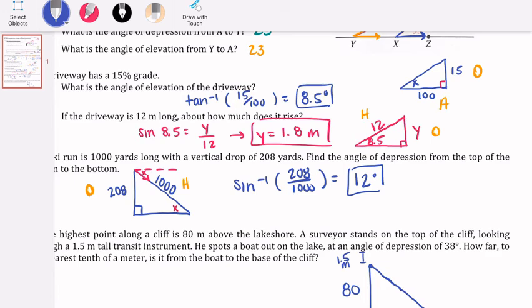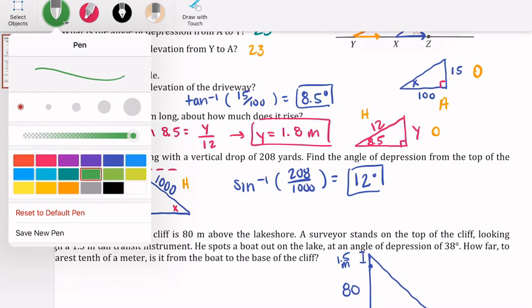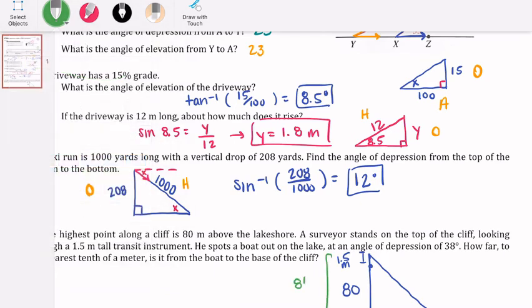So what I'm going to do then is adjust my triangle a little bit. And again, how you draw this is completely up to you. I'm going to just adjust my triangle so that this entire measurement is 81.5. So whatever we are looking down from is 81.5 meters above the lakeshore.